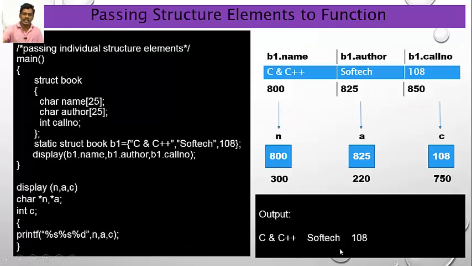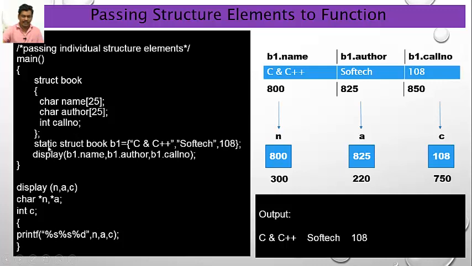Passing structure element to function. Through this example, we pass the structure element to a function. So structure book: character name of 25, character author of 25, integer call number. So what is the total size of that structure? 25 bytes because it is a character, 25, 25, 50. This is 2. So 52 bytes. The structure size is 52 bytes.